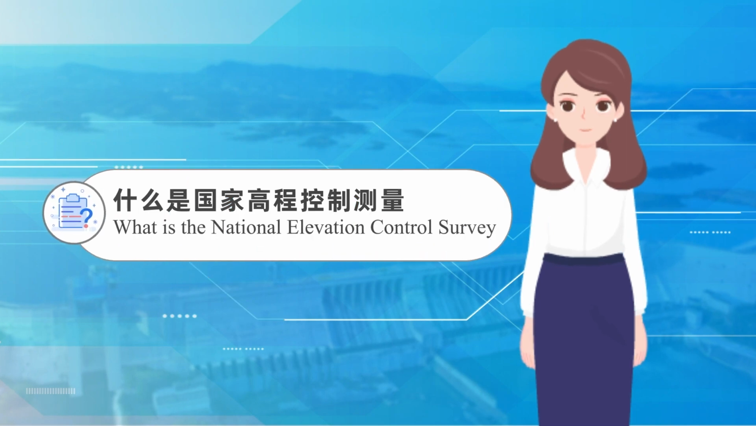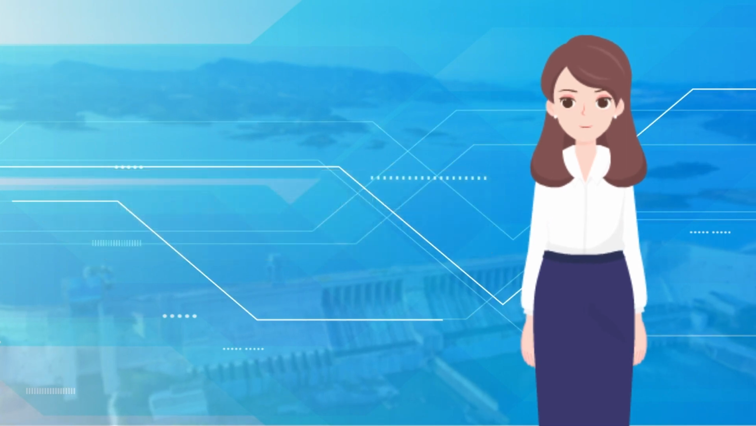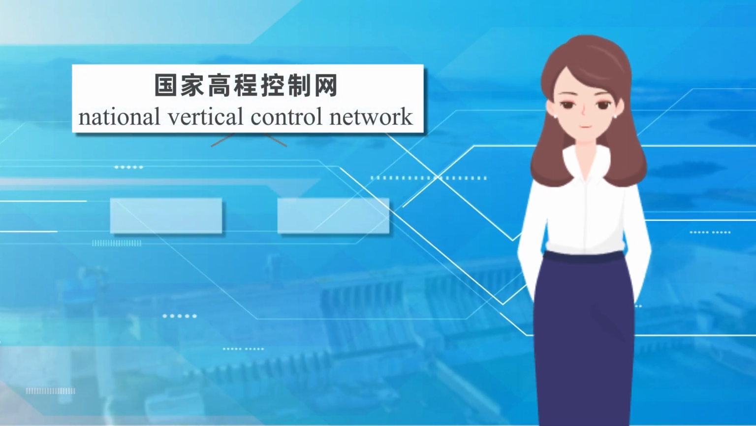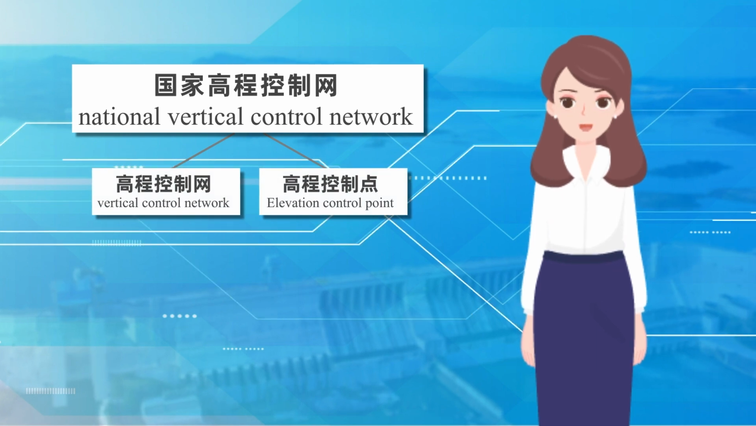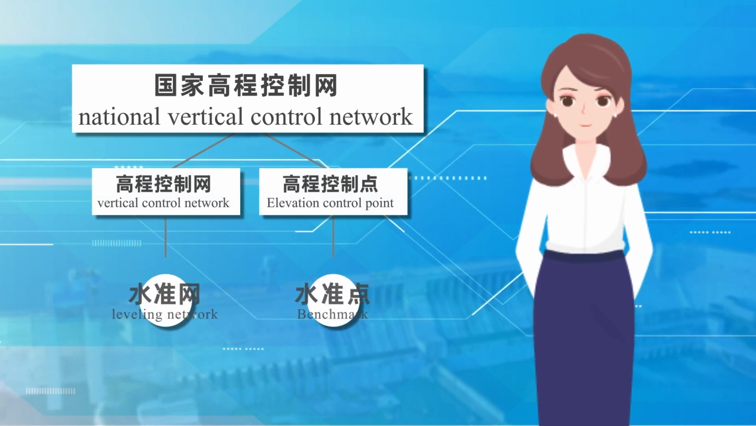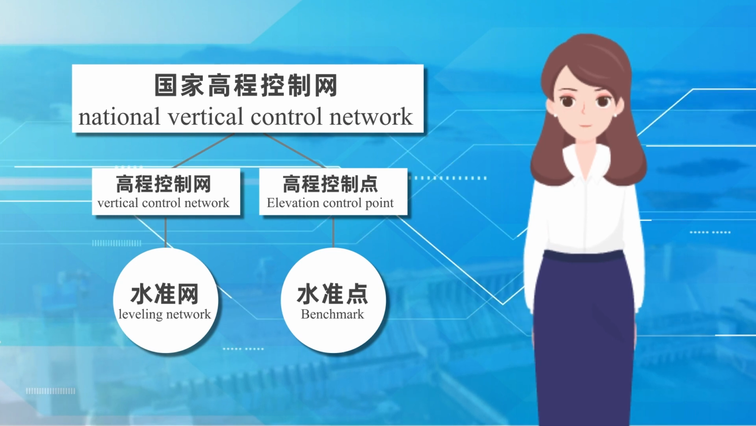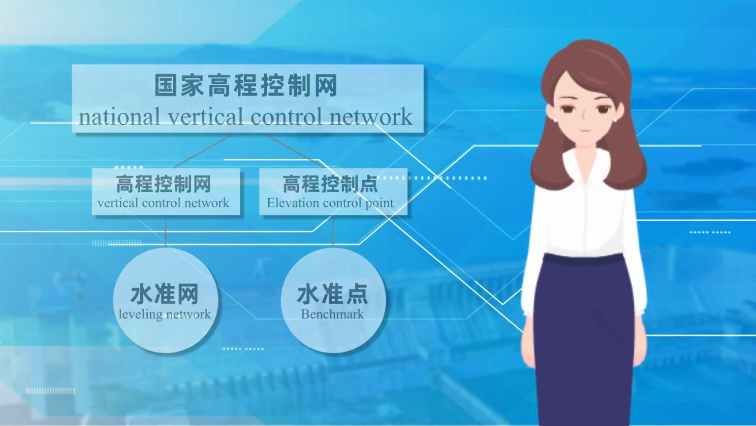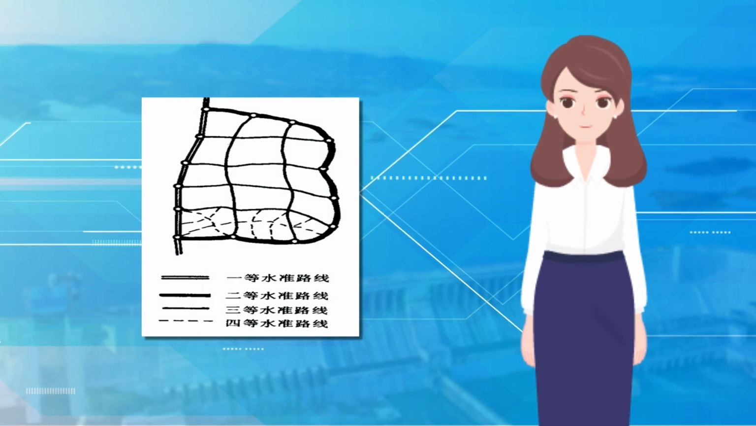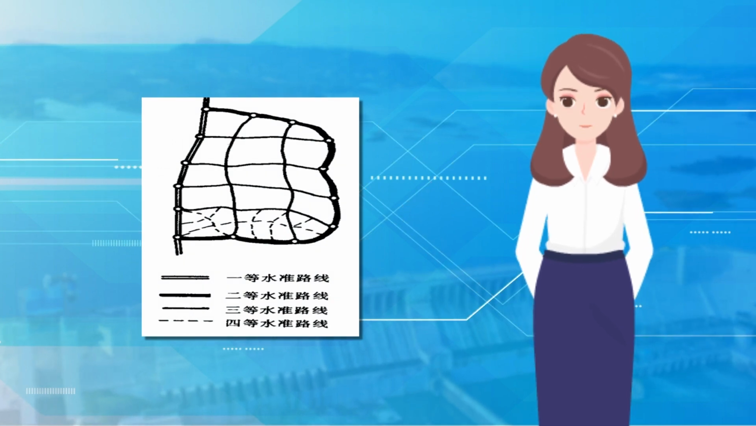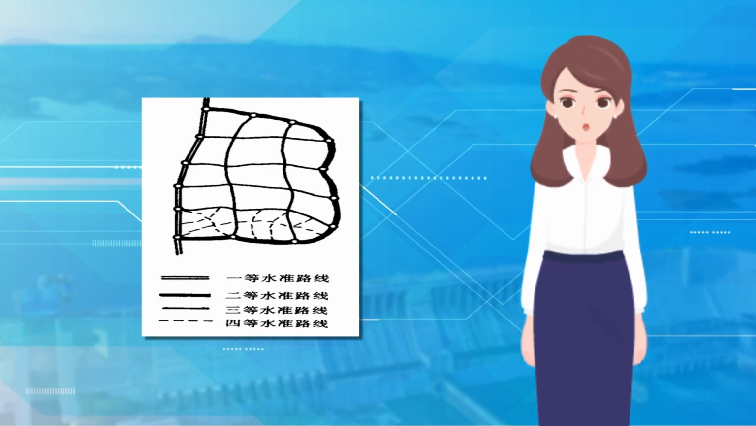What is National Elevation Control Survey? The National Elevation Control Network is mainly established by precision leveling method, so the elevation control network is also called leveling network, and the elevation control point is also called leveling point. According to its different accuracy, it can be divided into 1, 2, 3, 4 levels.